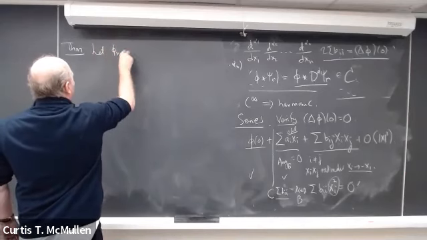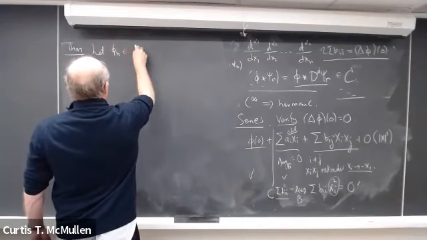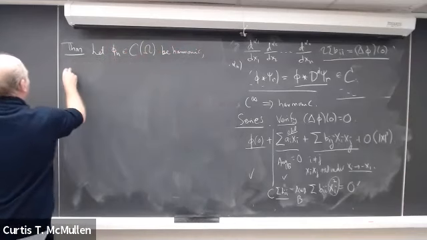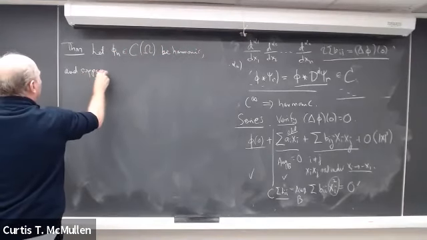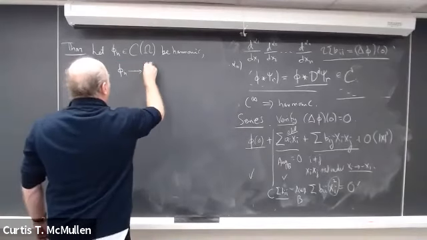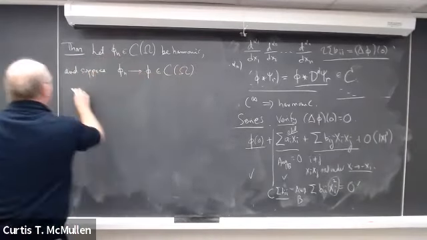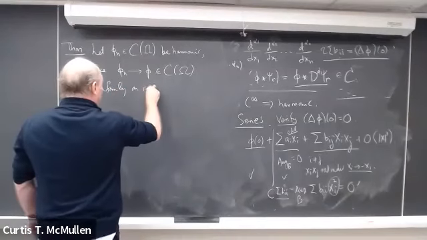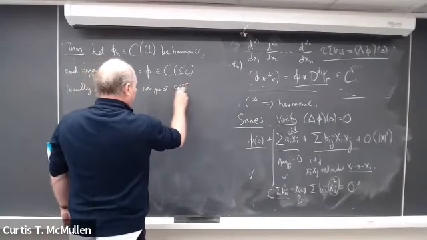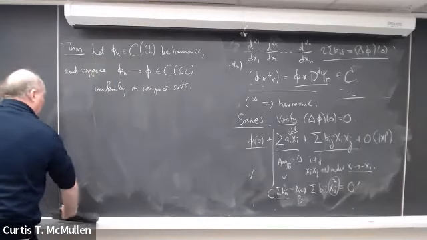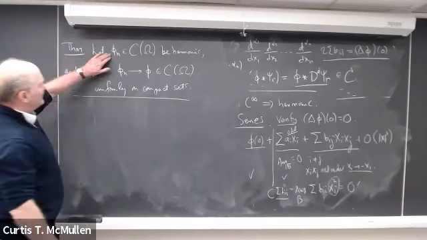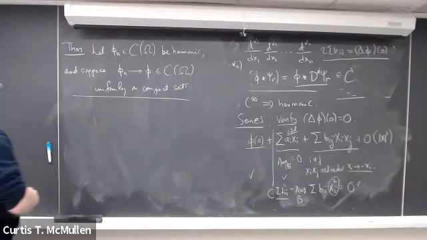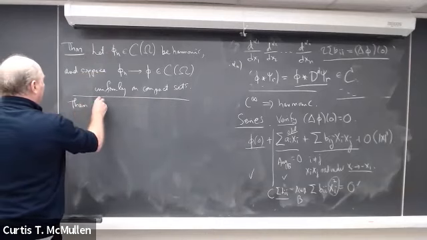Let Vn, let's say in the continuous functions on the domain omega, be harmonic. And suppose Vn tends to phi in the continuous functions on omega locally uniformly, or let's say uniformly on compact sets. That's the usual notion of convergence that we use when we have an open domain. We don't require quite uniform convergence. The original function doesn't have to be bounded, but when you look on any compact set, you see a uniformly converging sequence of harmonic functions, then phi is harmonic.